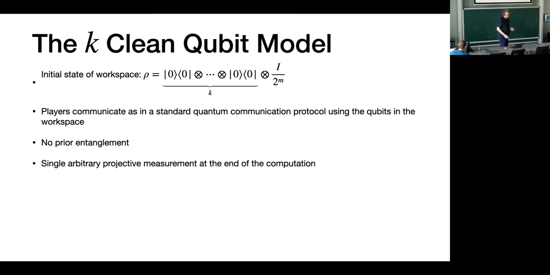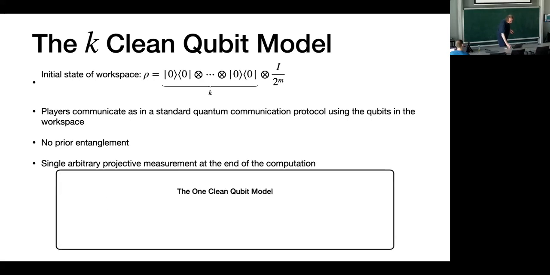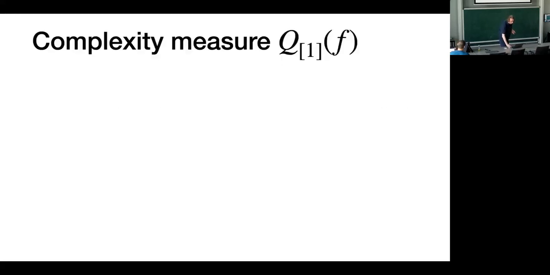There are also no intermediate measurements in all of this. So we allow an arbitrary projective measurement at the end of the computation. And then the 1 clean qubit model is just where K is equal to 1. And in communication complexity, we like to have a complexity measure for studying what is the complexity of a function. So we have this measure Q1 of f, which seems to us to be the appropriate definition. I will define more details about this in a few slides.